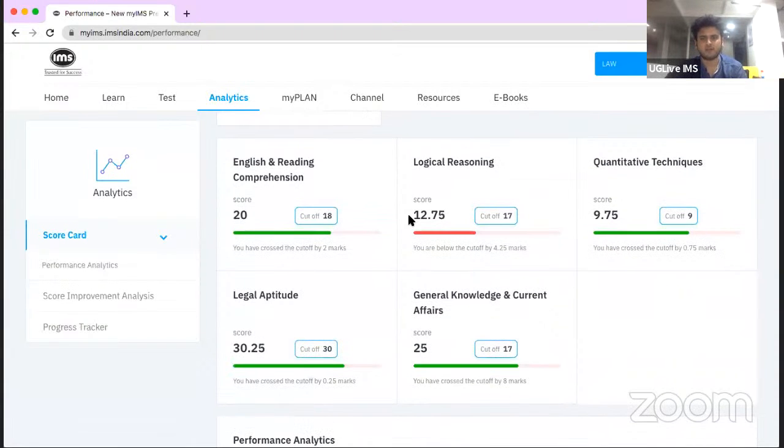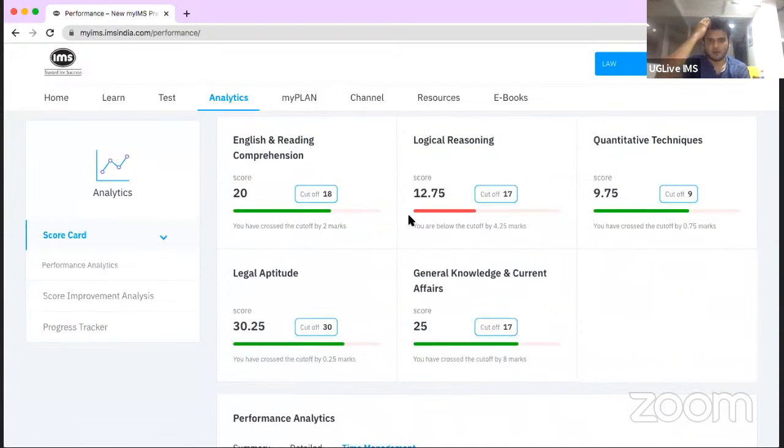This is not bad actually guys, and see, my approach was more or less confined around GK and legal. This is where I have scored the majority of my marks, 50.55.75 where I have scored. English and comprehension was fine, was 20. Logical reasoning is something which I couldn't do because of paucity of time. Quantitative technique is also something I'm happy with, the kind of performance I've given.